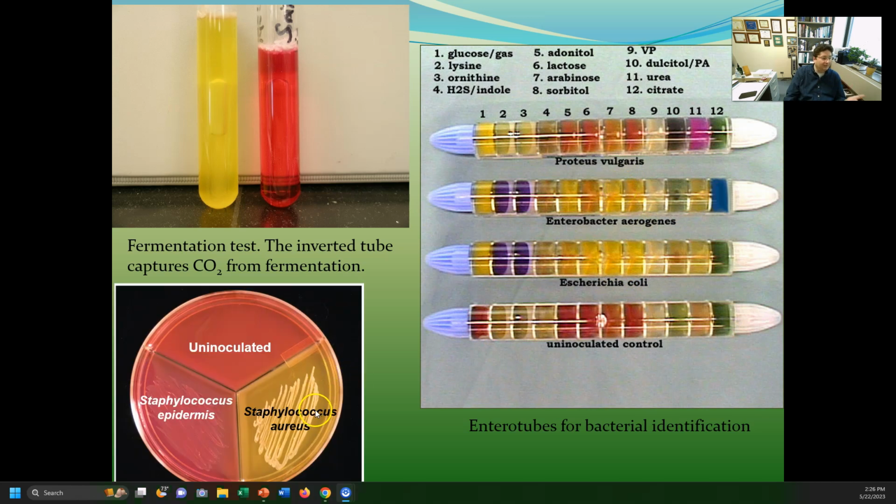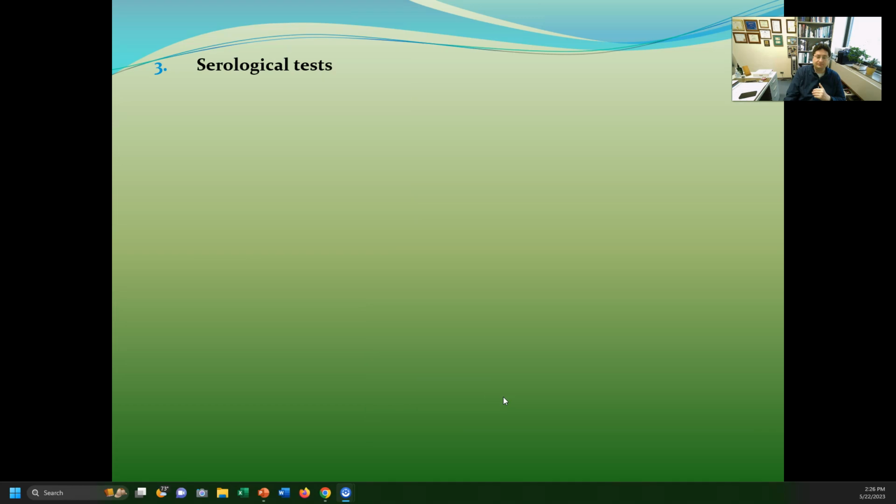Okay? And here we see differential media. We have no bacteria growing here. This is Staphylococcus aureus, and this is Staphylococcus epidermidis, growing on the same media, but clearly we can see that the aureus has turned our medium, which was originally red, yellow. So on the same media here.